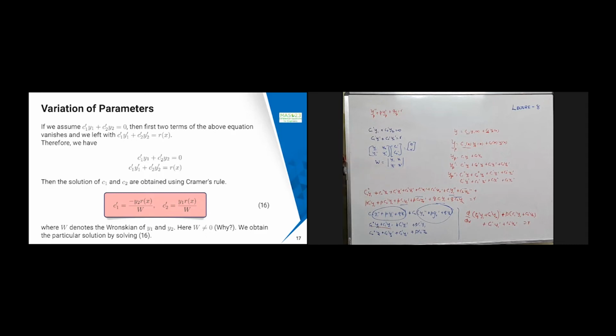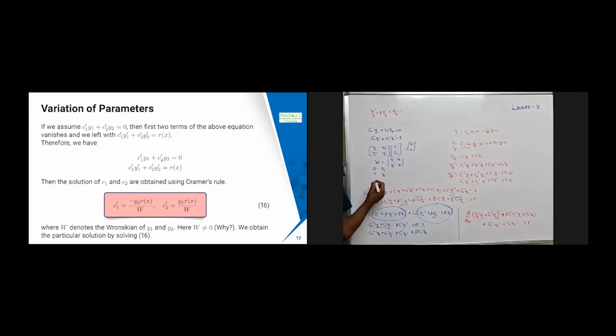If it is linearly independent, your W is not equal to 0. Therefore, you can find the solution for this using Cramer's rule. For Cramer's rule, what do you do? You apply 0, R here, and apply y2' here. Then you will get the answer for C1.